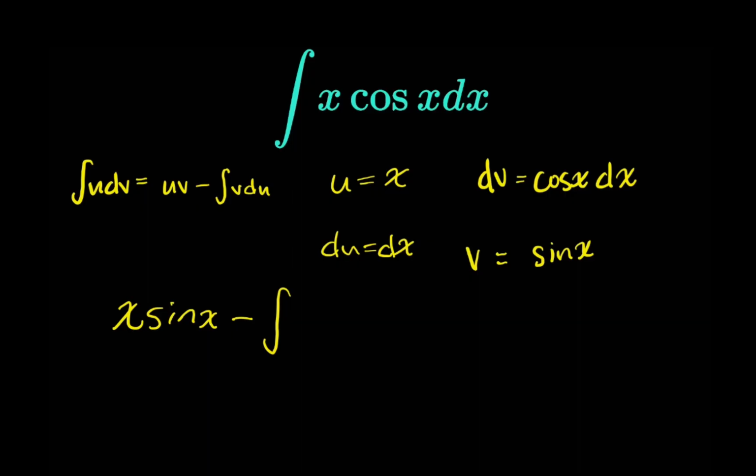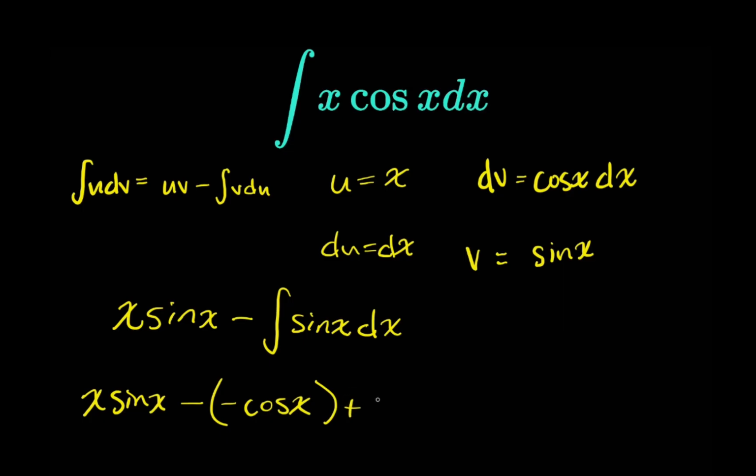So our v is sine x and our du is just the dx. Now we integrate the sine x to get x sine x minus negative cos x, and remember that plus c there. And then we can simplify those two negatives and get a positive. So we get x sine x plus cos x plus c.